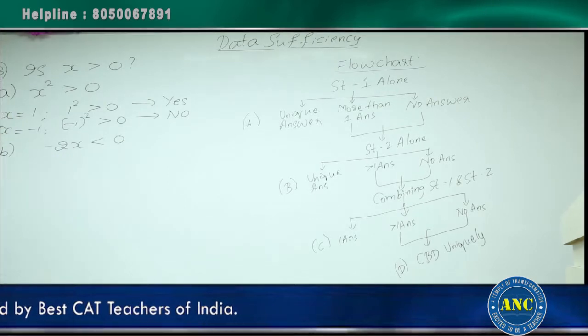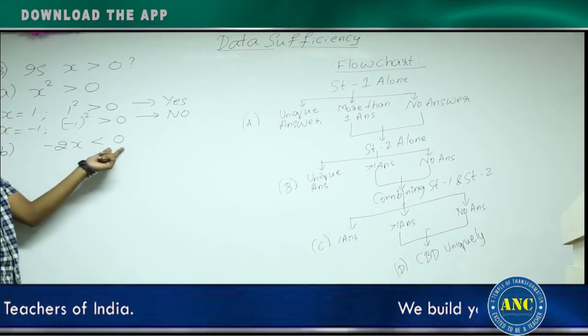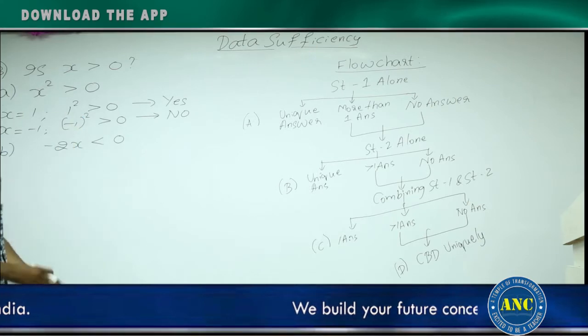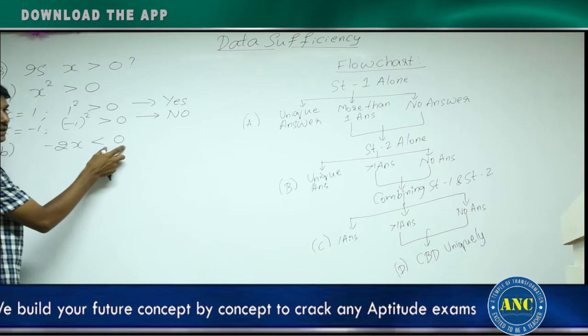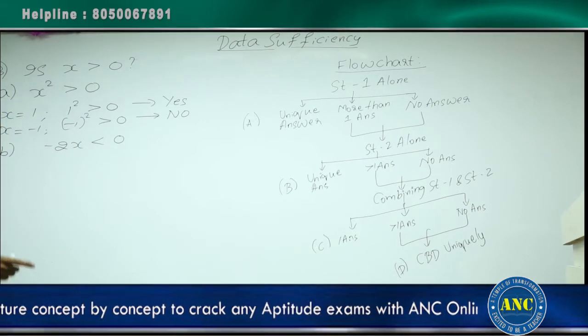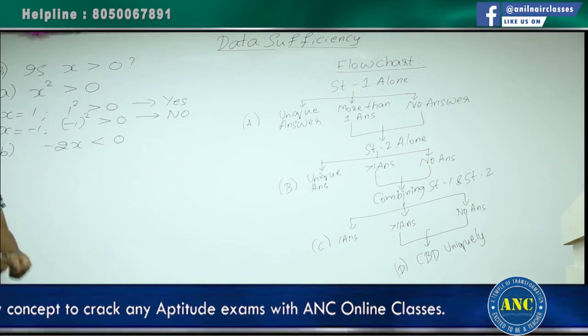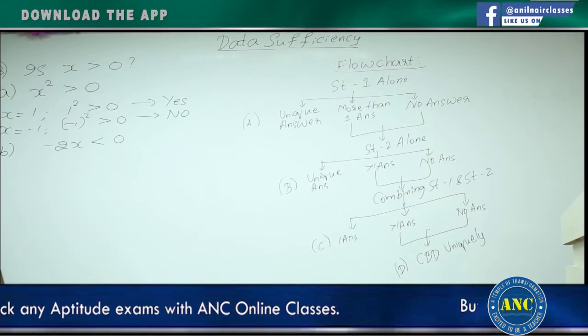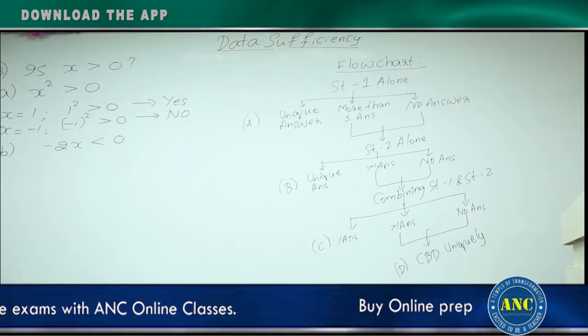Minus 2x is less than 0. See here, minus 2x less than 0 represents a negative value. The product of two numbers should be negative. When will the product of two numbers be negative? When one is negative and the other is positive, right? One should be negative and the other should be positive.